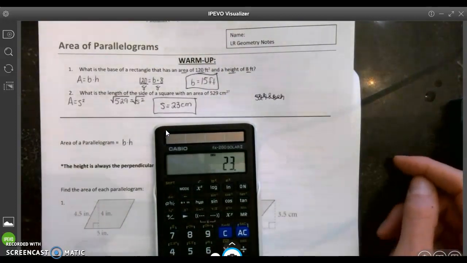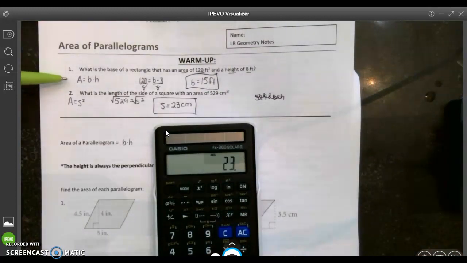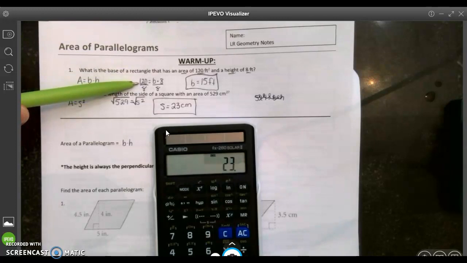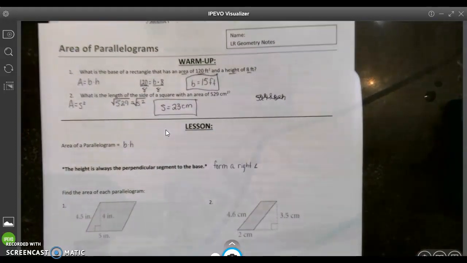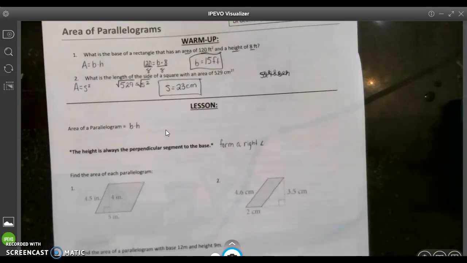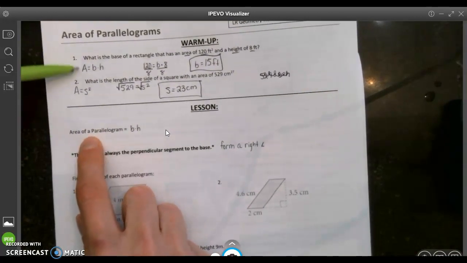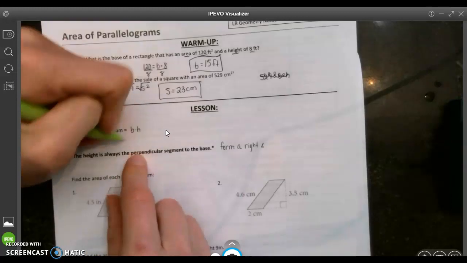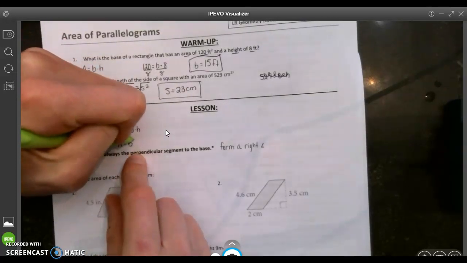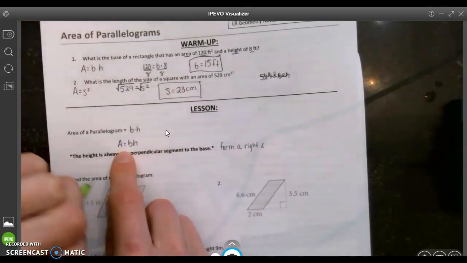So again, in number 1, you're going to have a problem like that in your homework, where you're going to be given the area and either the base or the height of a parallelogram, and you're going to find the other just by dividing. We'll see that with triangles, we can see that with any shape. But today we see that with parallelograms, and the reason this number 1 in the warm-up is nice is because the area of a parallelogram is base times height. So area equals base times height, just like the formula for a rectangle.